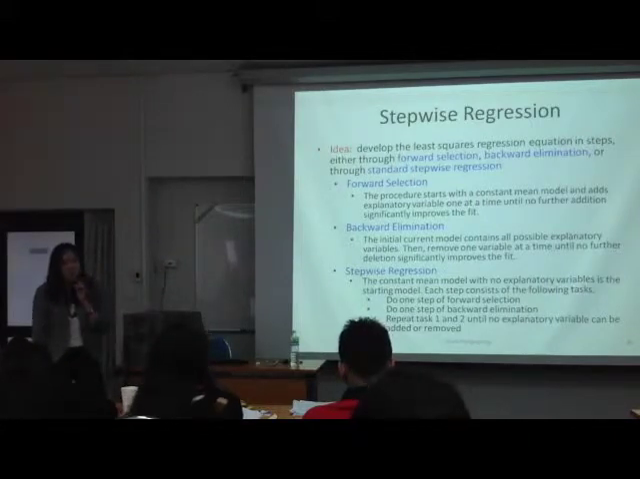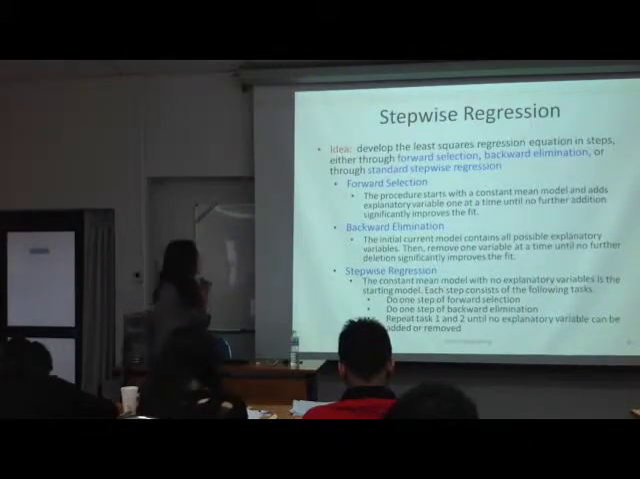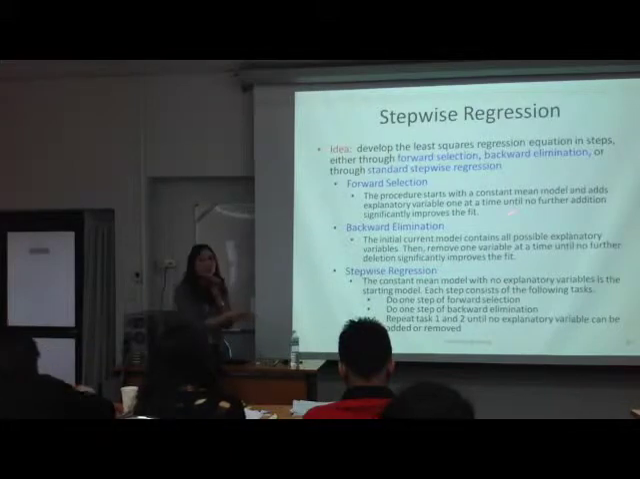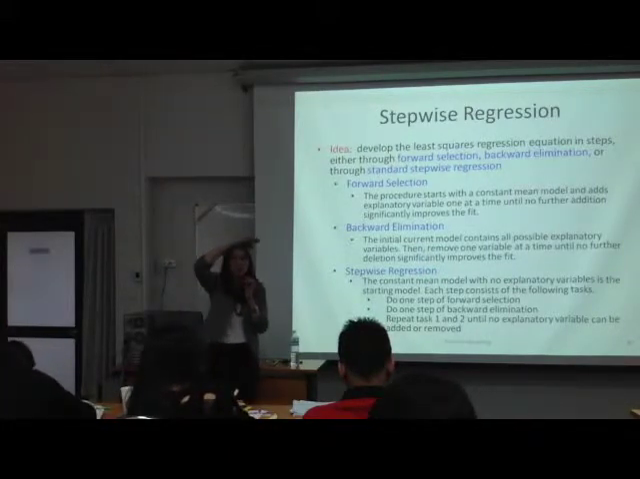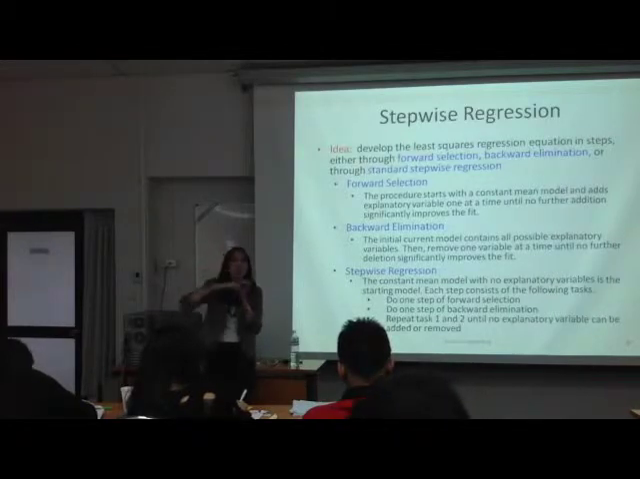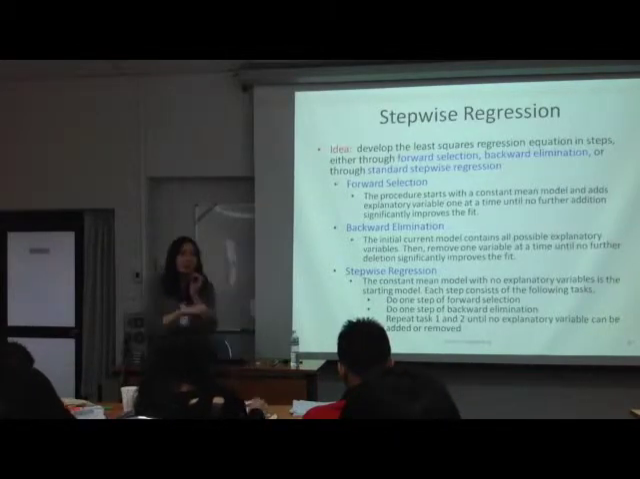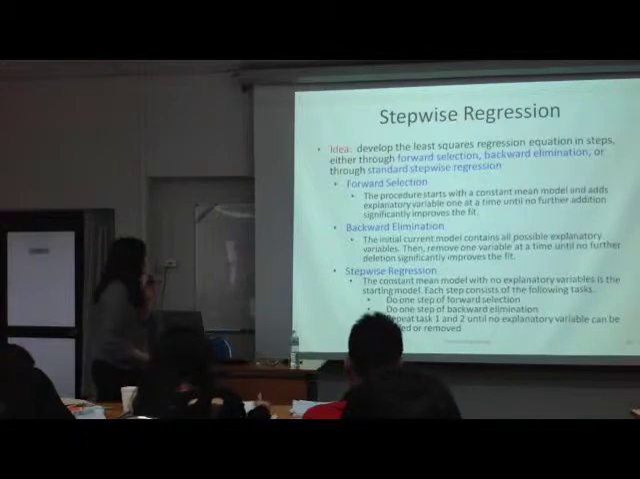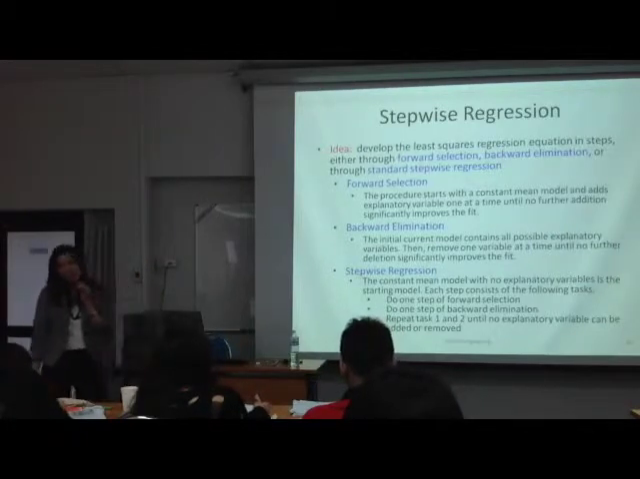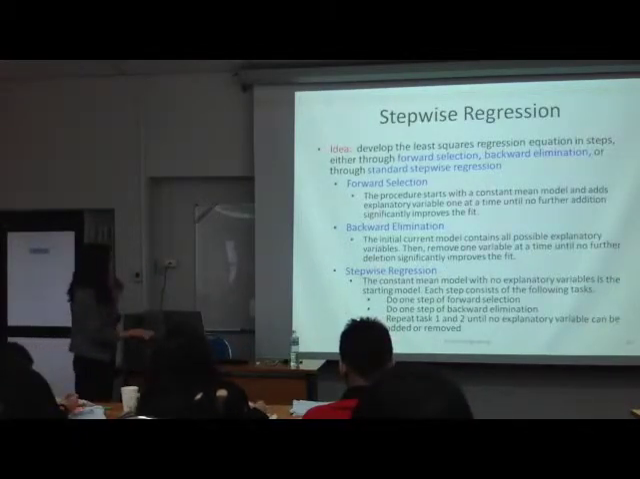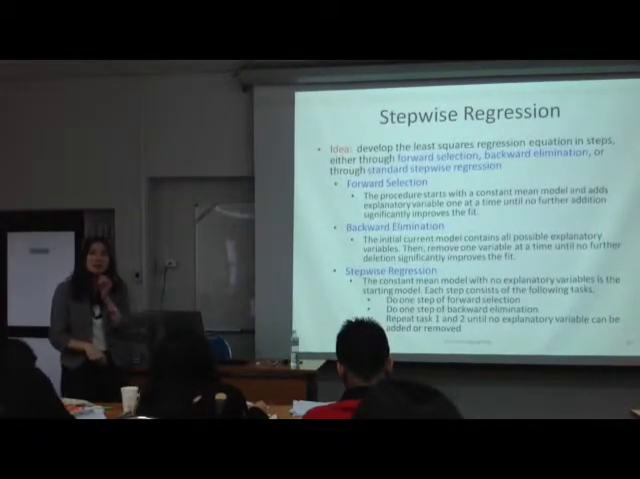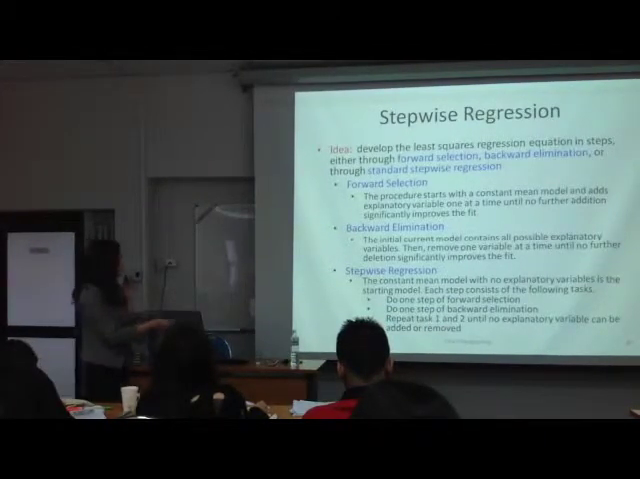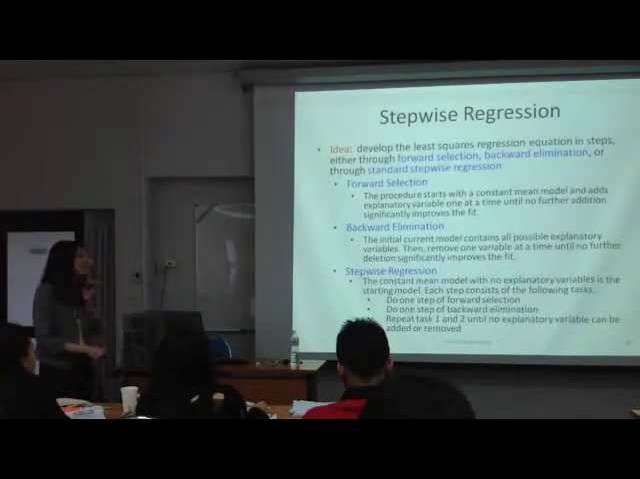If you do it by hand, I would suggest using backward elimination. So you start with a model with all variables and then keep removing one at a time until you cannot remove anything else. But if you have a statistical package to do the job for you, then I would suggest stepwise.